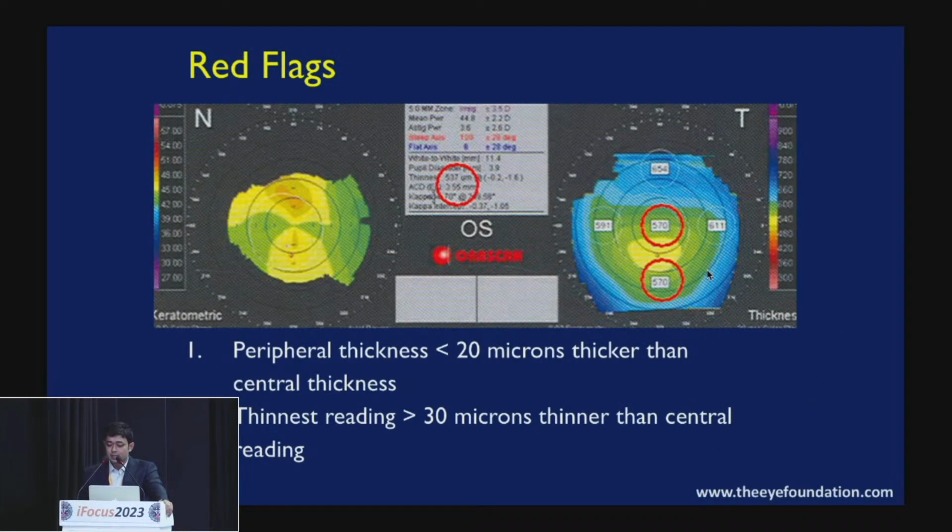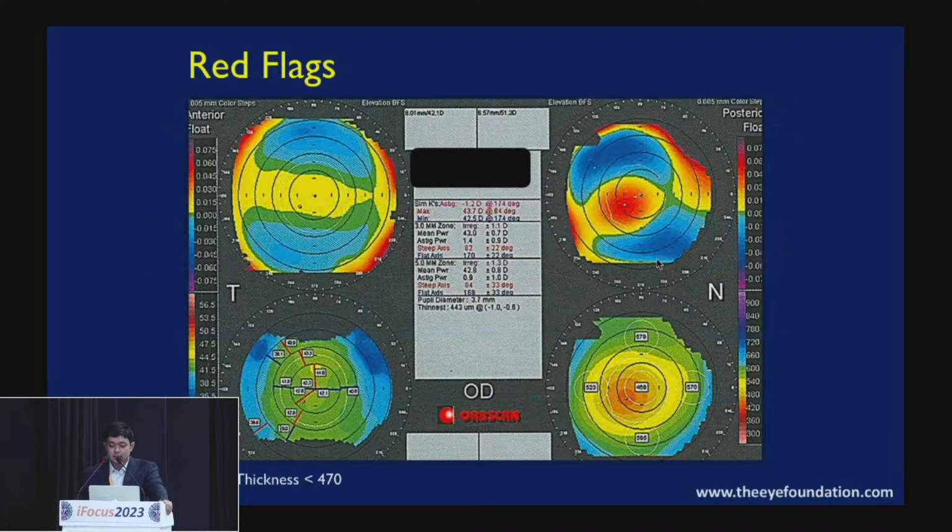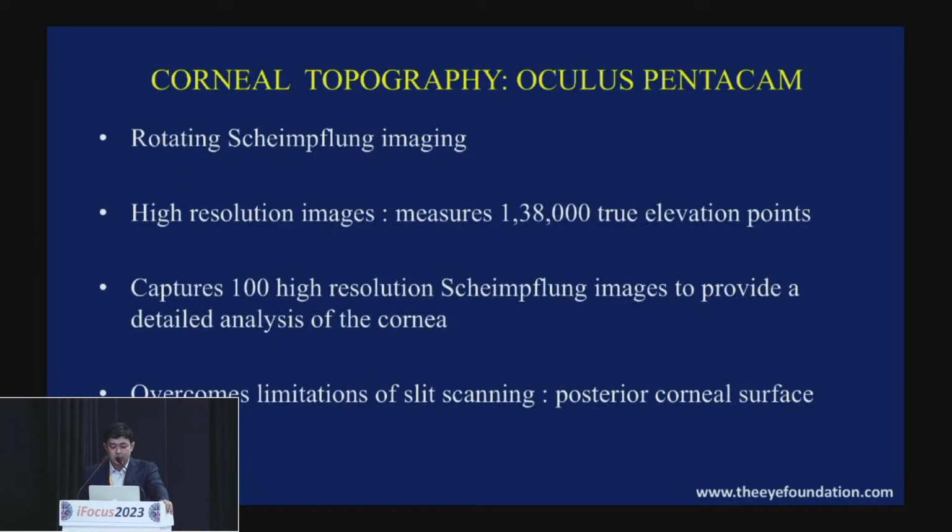Again, like I said, any significant difference in the pachymetry from superior to inferior, or from central to the thinnest point, of greater than 20 microns is again an additional red flag sign. Overall pachymetry being thinner also warrants a second look, and you want to know whether this patient is having any other problem. Quickly going on to Pentacam.